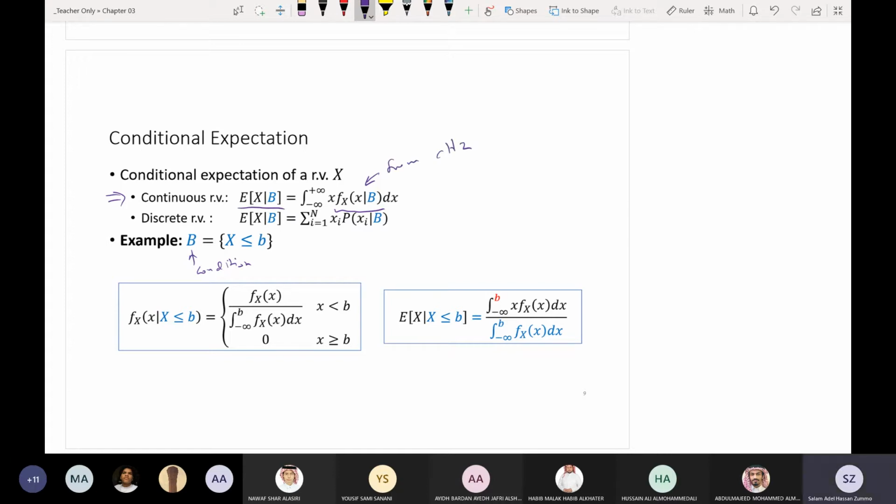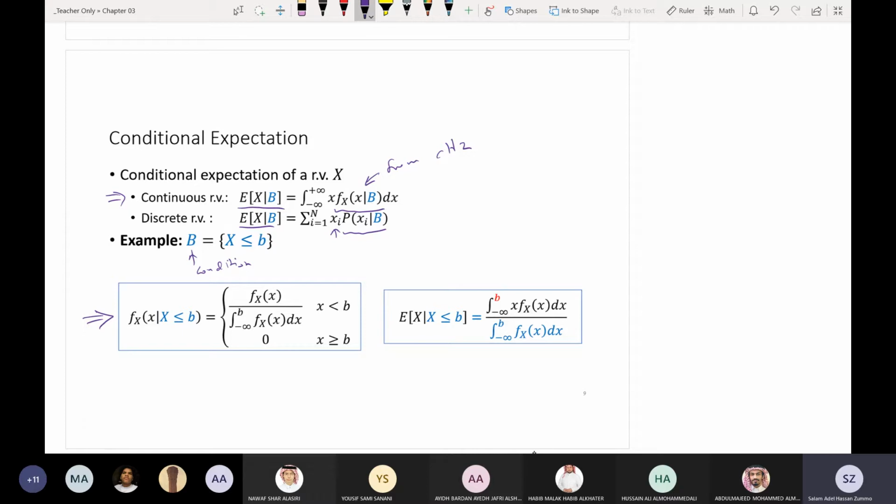And for discrete, the expected value of X given B is nothing but the summation of Xi multiplied by the probability of Xi given B, which we know how to calculate for a specific condition. I'm just reminding you of what we have done before.